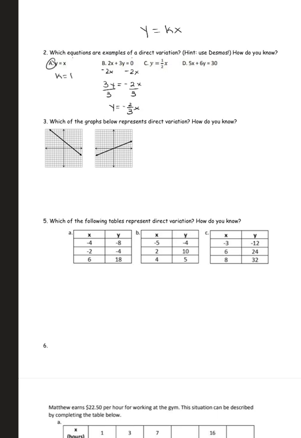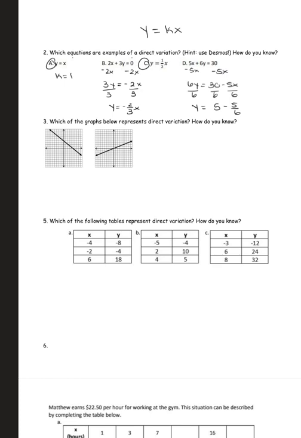For C, we have y is equal to 1/2 x, which is a direct variation. We can easily identify our constant k of 1/2. And for D, we have 5x plus 6y is equal to 30. So again, we have to solve for y. So I'm going to subtract 5x on both sides. I get 6y is equal to 30 minus 5x. Divide both sides by 6, so each term on the right gets divided by 6. I get y is equal to 5 minus 5 over 6x, which is not a direct variation.